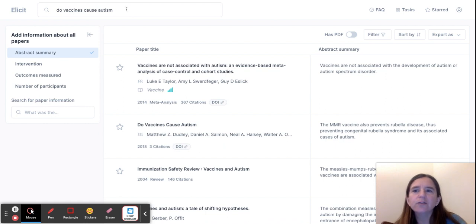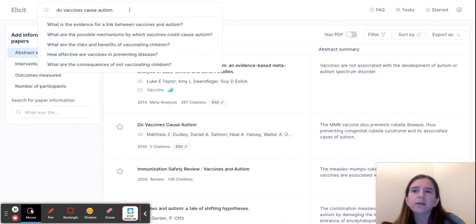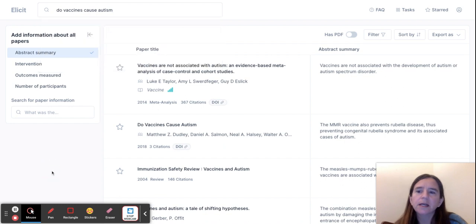And so I put in, do vaccines cause autism? Notice that if I click on that question, it's going to give me some alternate questions, different ways to phrase a question about the causal relationship, and ways to broaden the question, et cetera. But if I just stick with do vaccines cause autism, these papers come up.